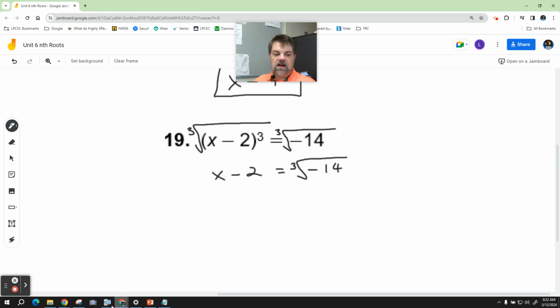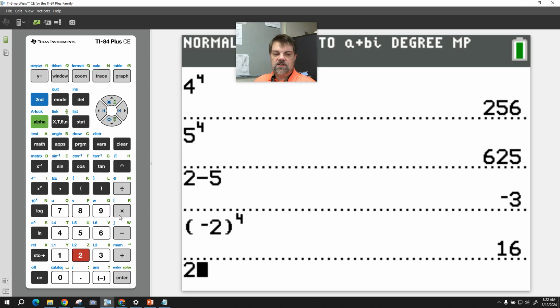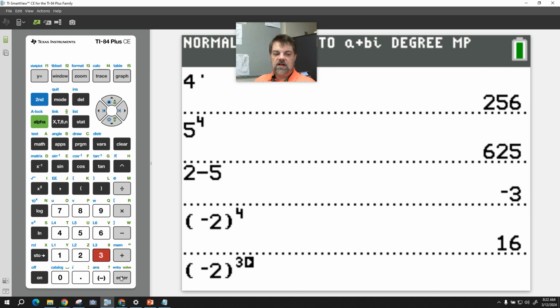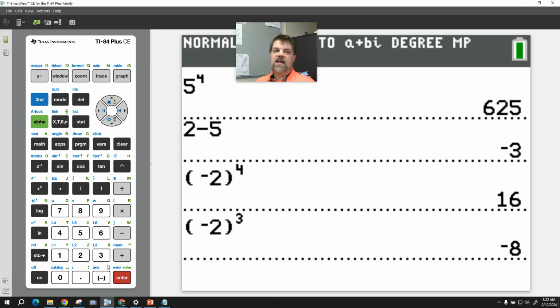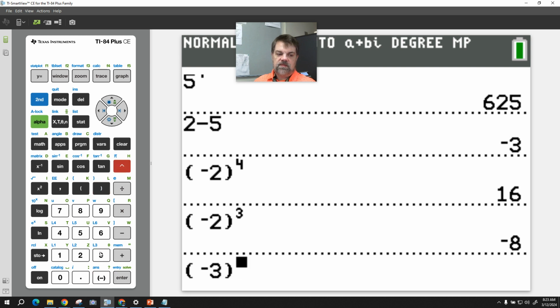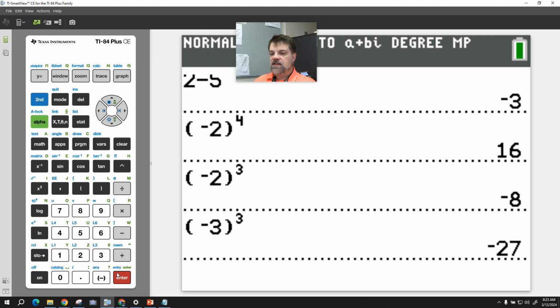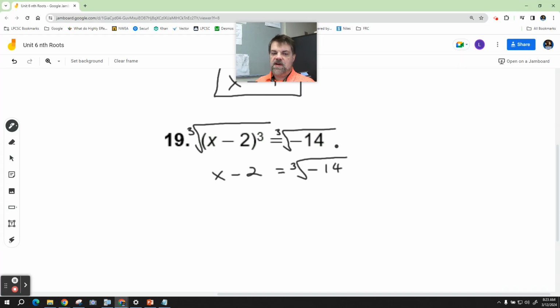Again, we go to our calculator and we go, all right, what is 2? Well, we know it's probably going to be negative, right? So we would say in parentheses, -2 raised to the 3rd power. Does -8 go into -14? Does it divide into it evenly? No. So then I'm going to have to do -3 raised to the 3rd power. That doesn't go into it either. So we're just going to have a decimal approximation on this bad boy.